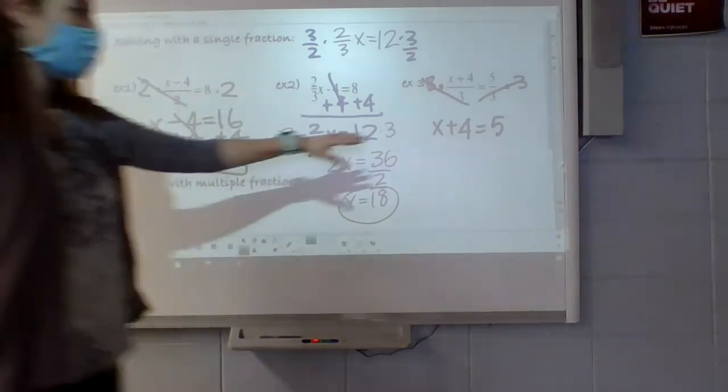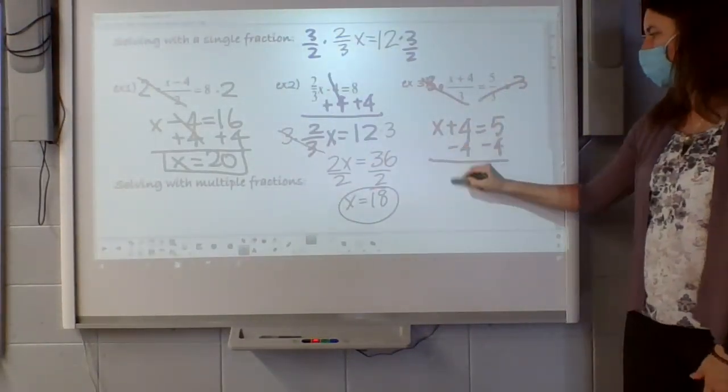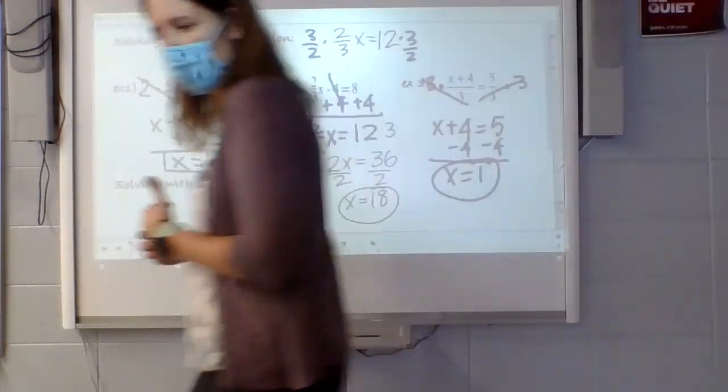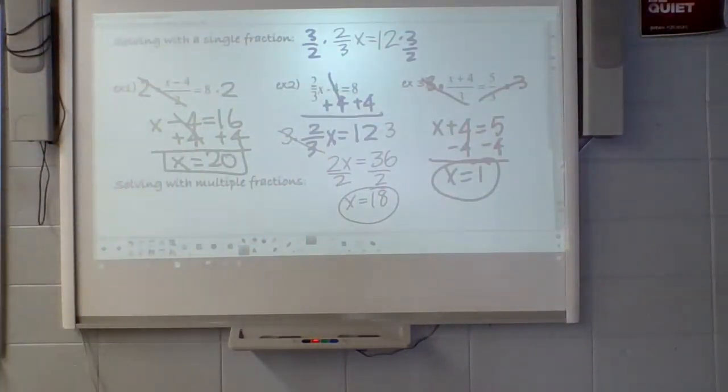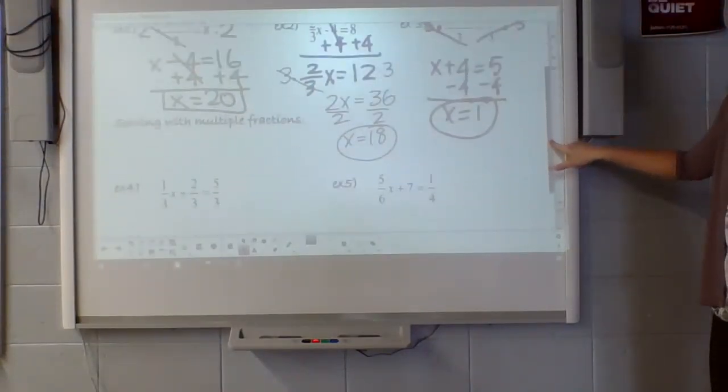All right. Now to get our x alone, we're just going to subtract 4 from each side. So 5 minus 4 ends up being 1. All right. And then I want to talk to you guys about the next 2 problems, and then we'll stop and do some whiteboards before we get to the word problems.